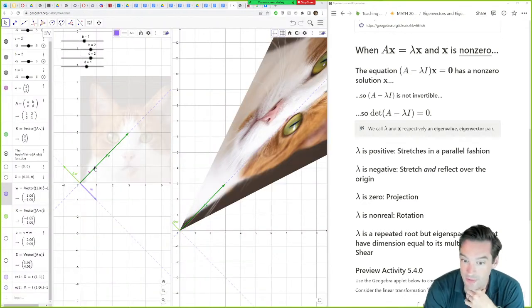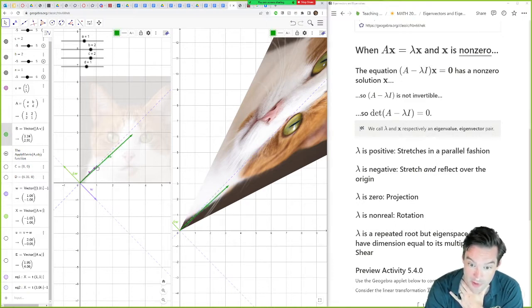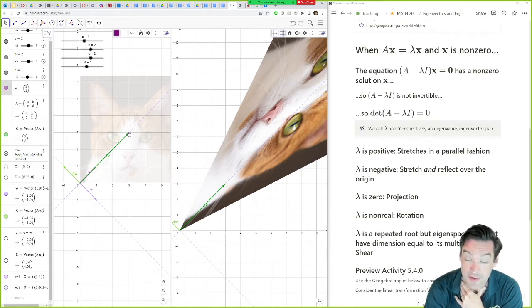So what you found when we first looked at this transformation was that there was a direction of parallel stretching happening, that the vector 1, 1 was being stretched by a factor of 3 in the parallel direction. 1, 1 turned into 3, 3. And indeed, any other vector along that same line will also be stretched by a factor of 3.